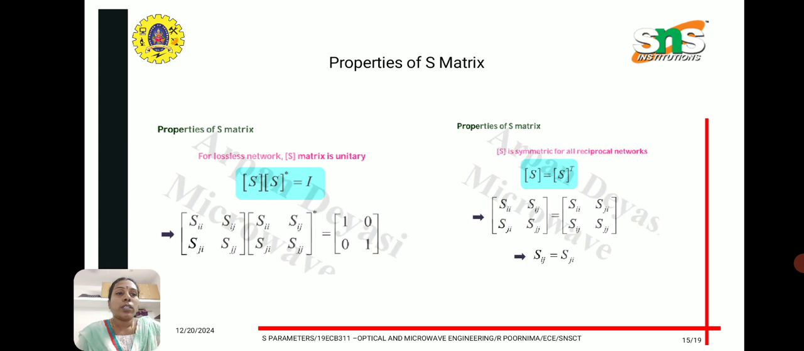Another property is that the S matrix is symmetric for all reciprocal networks. Here the two matrices are equal, S equal to S transpose. So it is a symmetric matrix. We can write the matrix equal to the transpose of the matrix, or Sij equal to Sji.